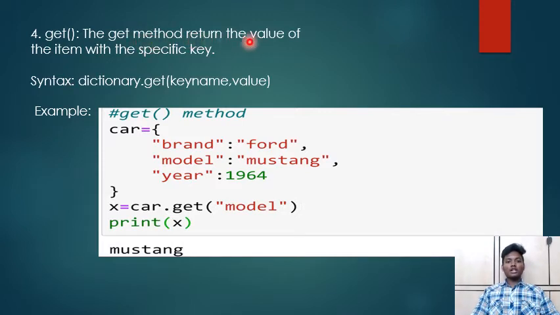Now we can go to the fourth one, get. The get method returns the value of the item with a specific key. The syntax is dictionary dot get key name. For example, car equals, we give the same input, brand equals Ford, model is Mustang, and year is 1964, and we close the curly bracket. Now we give input x equals car dot get model and print x. Whatever value we need, we have to give in the brackets. We want model, so we get the output as Mustang.